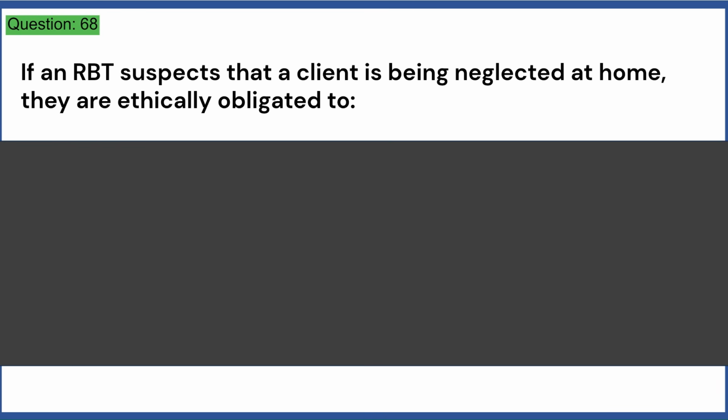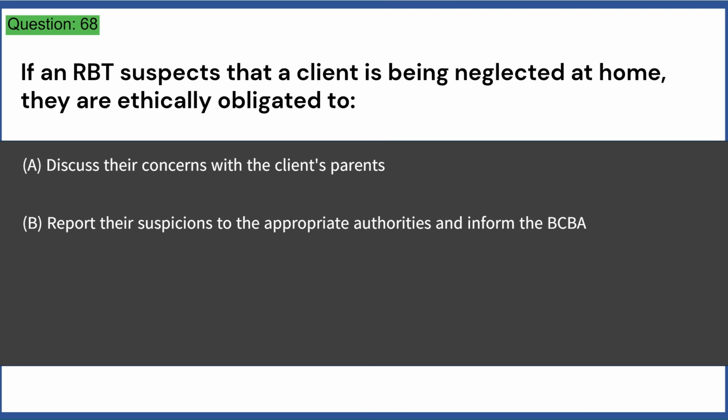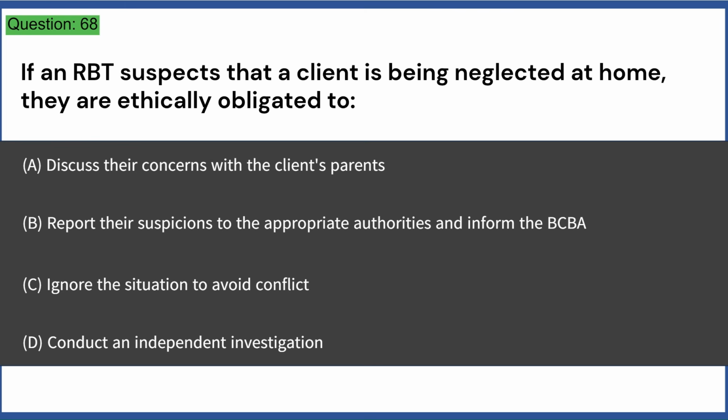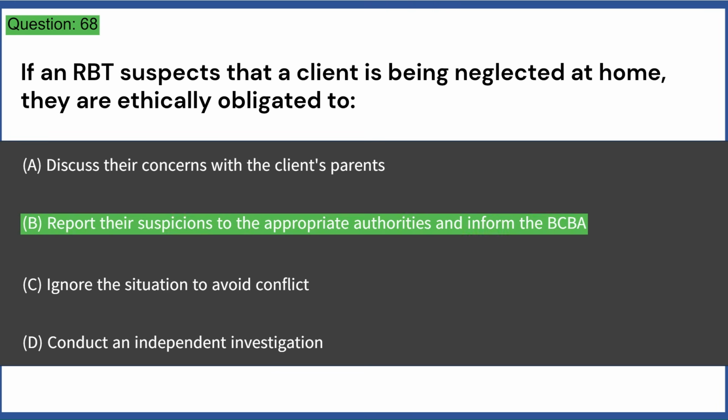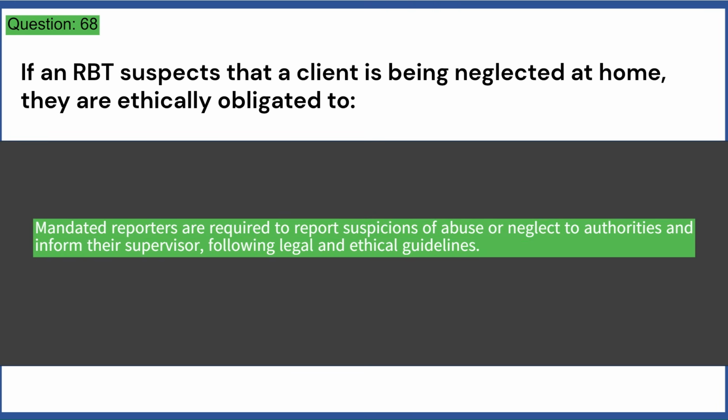If an RBT suspects that a client is being neglected at home, they are ethically obligated to A. Discuss their concerns with the client's parents. B. Report their suspicions to the appropriate authorities and inform the BCBA. C. Ignore the situation to avoid conflict. D. Conduct an independent investigation. Answer B. Mandated reporters are required to report suspicions of abuse or neglect to authorities and inform their supervisor, following legal and ethical guidelines.